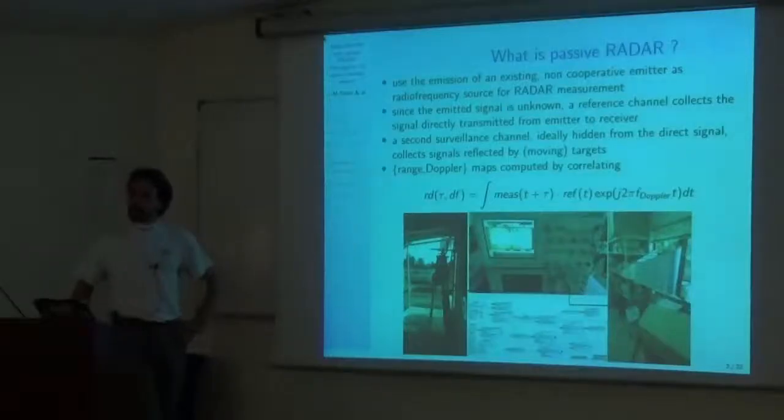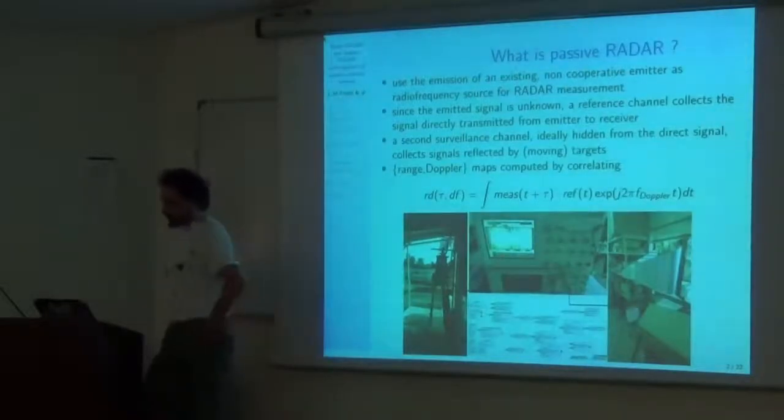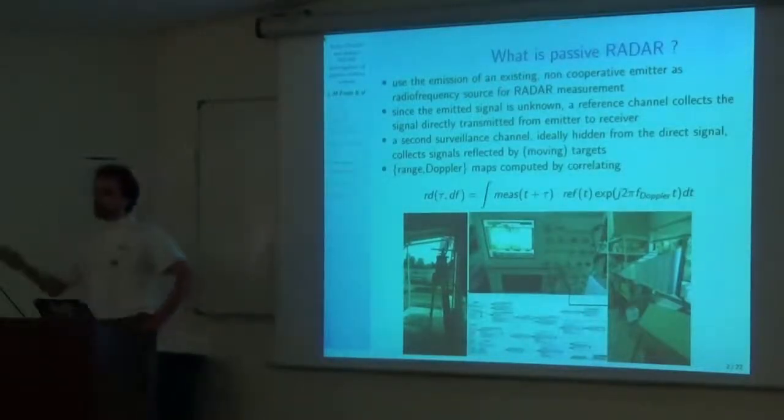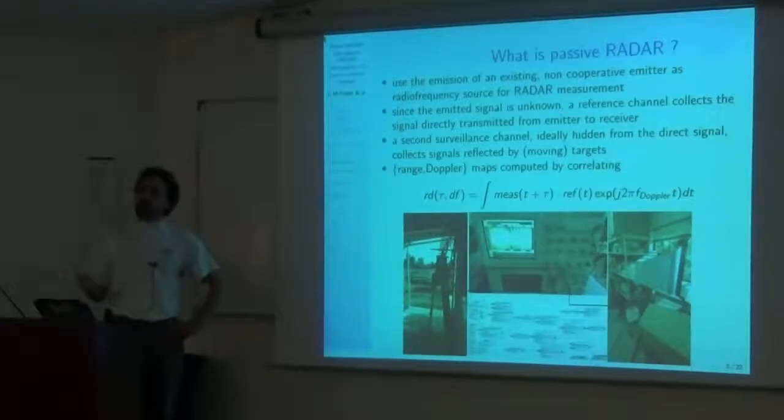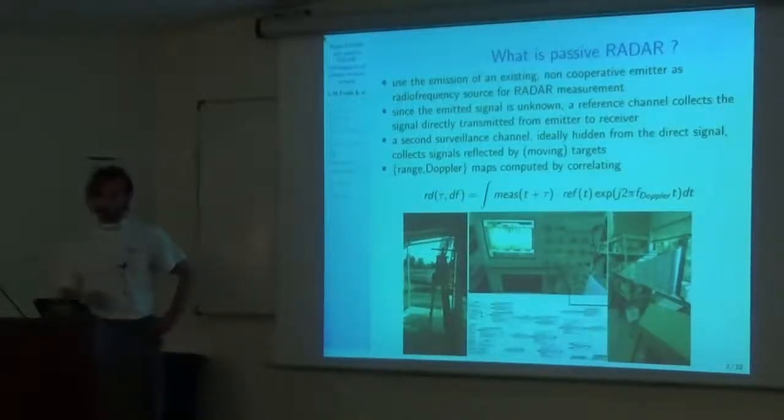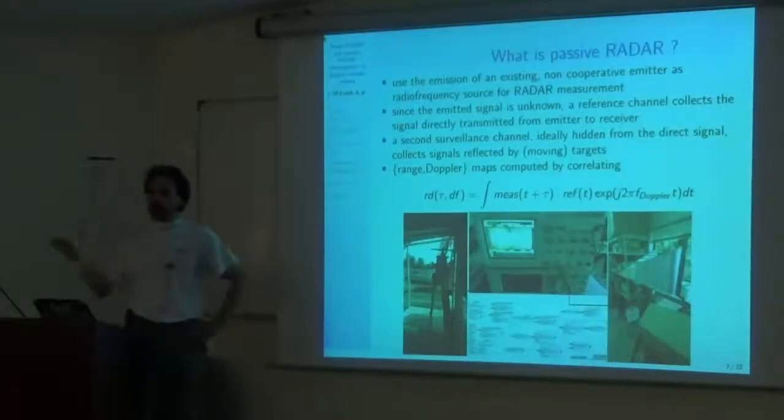So what is passive radar? Passive radar is the idea that, okay, you all know radar. Radar is basically I send an electromagnetic pulse or a broadband signal. I'll discuss later why broadband. And this signal will get reflected by targets.